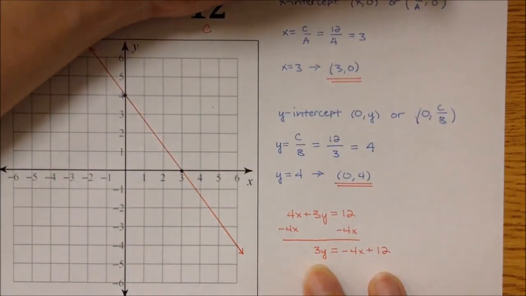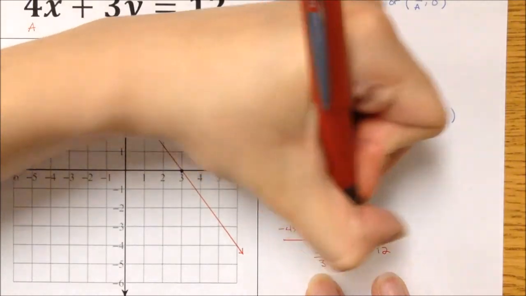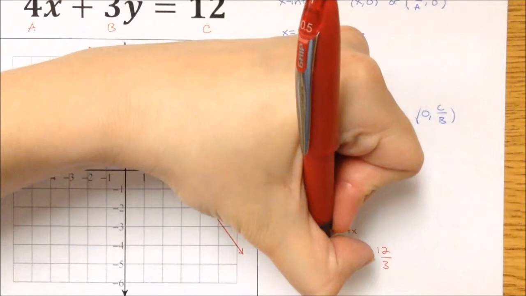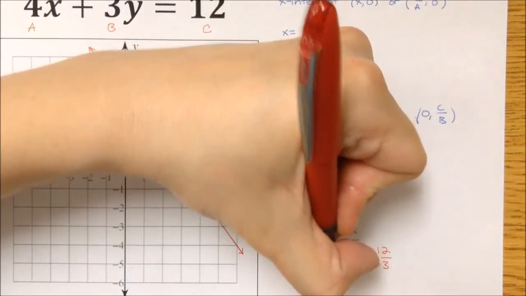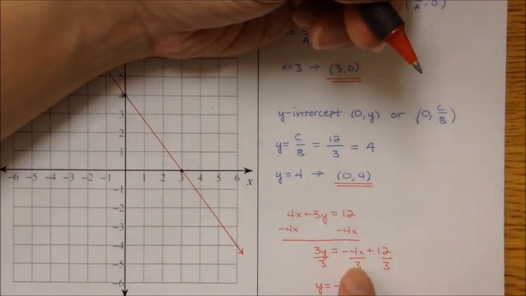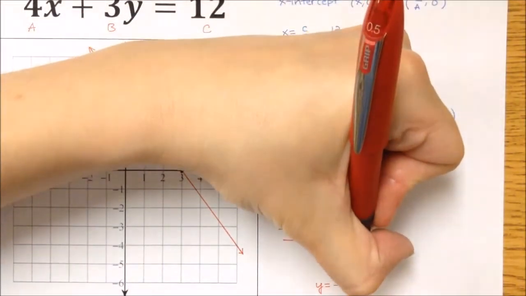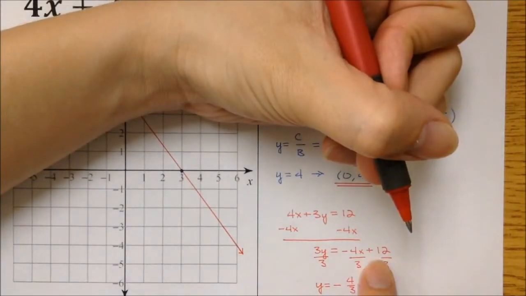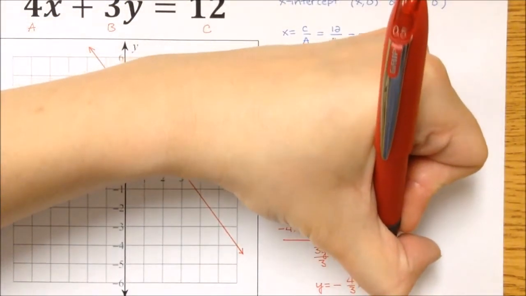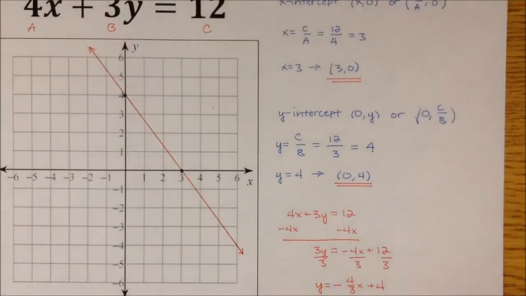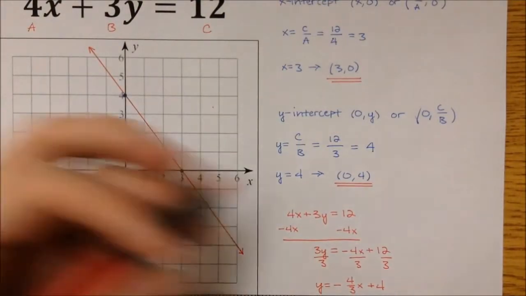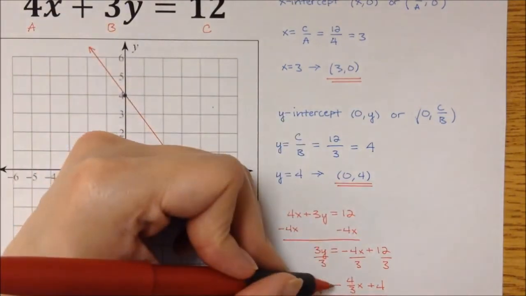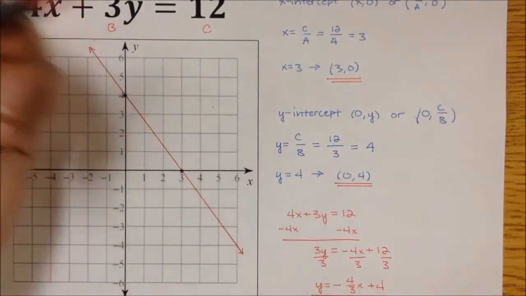And then when I want to get y by itself, I'm simply going to divide everything by positive 3. So it's going to be y equals negative, because it's negative 4 over positive 3, so negative 4 over 3 x, and then positive 12 divided by 3 is just plus 4. So here is our slope-intercept form, which I'm going to underline. So y equals negative 4 over 3x plus 4.